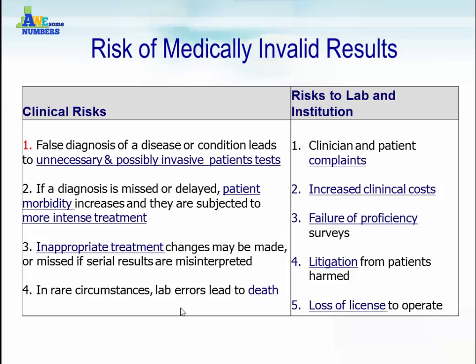What is the risk of medically invalid results? Patients can get the wrong diagnosis. Patients can have a delayed diagnosis. They can get an inappropriate treatment, and in rare circumstances, it can even lead to death. For the institution, it means complaints, it means costs, it means failure of proficiency programs, litigation from patients, or even the loss of your license to operate. The risk of medically invalid results is very real. That is exactly why we do quality control.